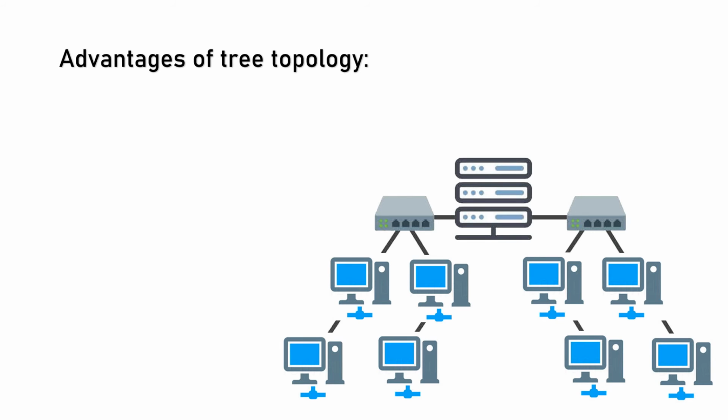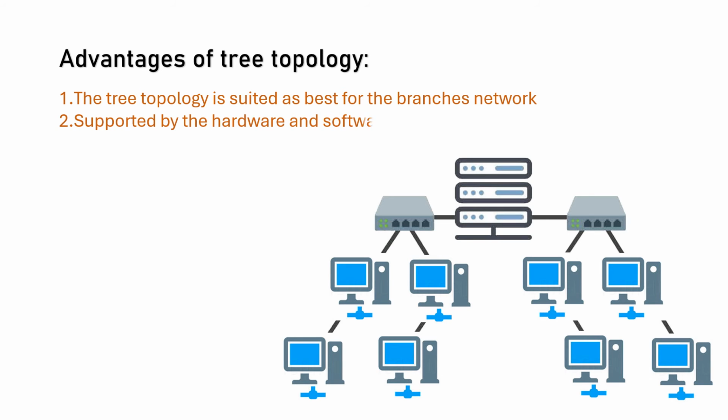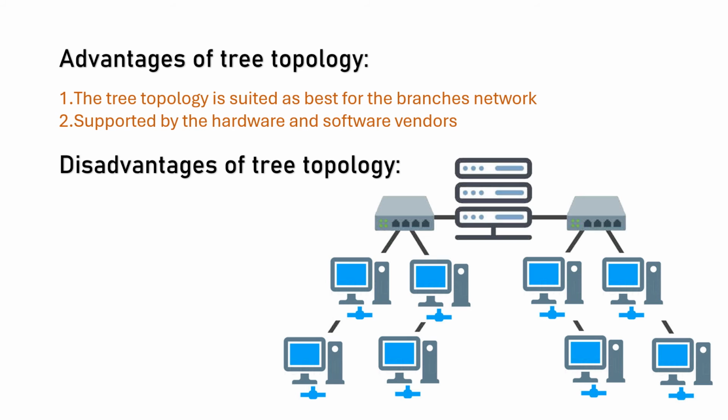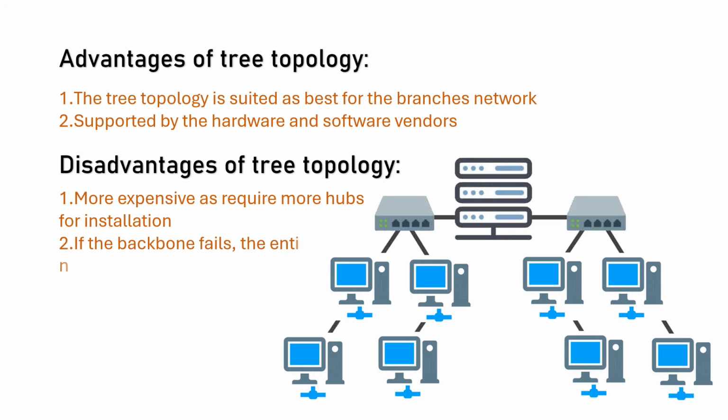Advantages of tree topology are: first, the tree topology is best suited for branched networks. Second, supported by the hardware and software vendors. Disadvantages are: first, more expensive as it requires more hubs for installation. Second, if the backbone fails, the entire network will collapse. Third, very difficult to configure.